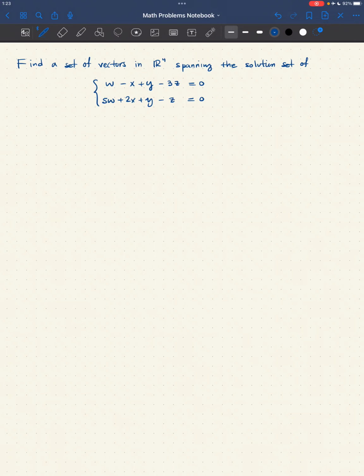Hi, this time we're going to find a set of vectors in R4 spanning the solution set of a system of linear equations, just as the one that we are presented here. As usual, what we want to do is to obtain an equivalent yet simpler system. And how do we do that? Well, by the usual row reduction process.